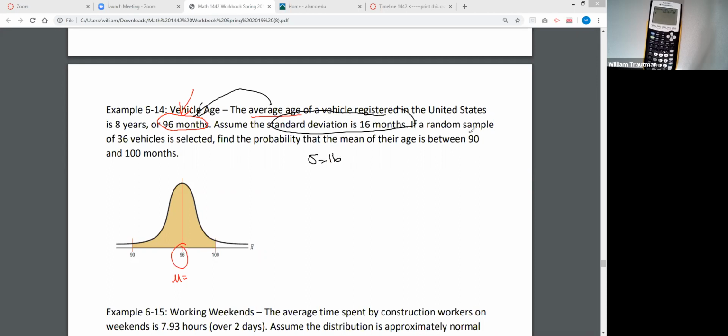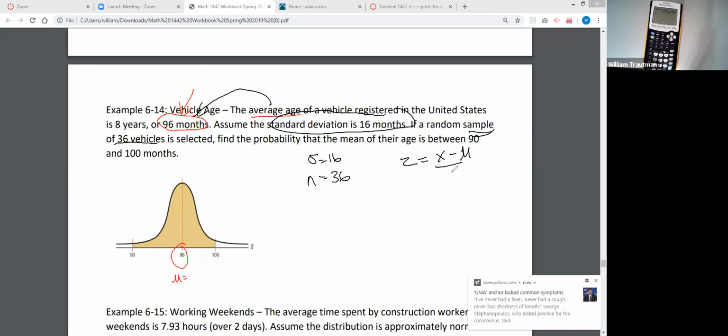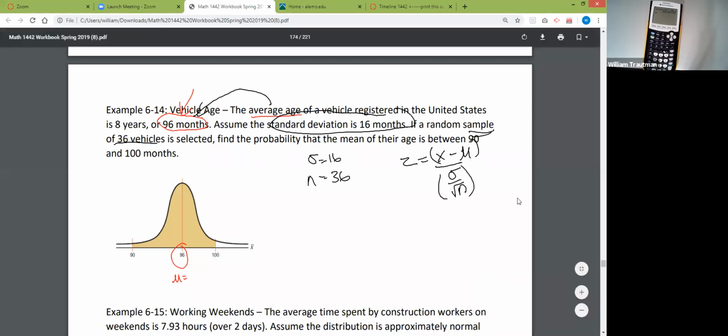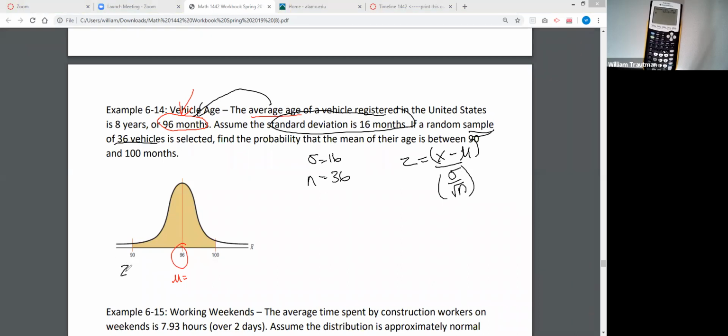A random sample, as soon as they say sample, 36. N equals 36. We're randomly sampling 36 people. So we know we need to use Z equals X minus the average over standard deviation divided by the square root of N. We're going to put the top in parentheses, and the bottom in parentheses. So we need to find two Z values here.